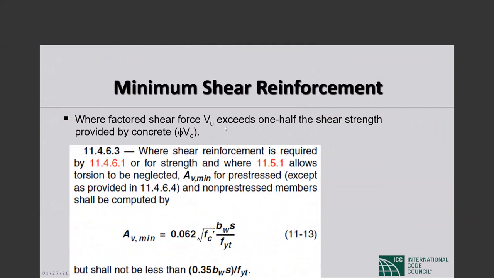This is true when Vu exceeds half of the shear strength, phi Vc, typical for reinforced concrete as well. So this is the Av minimum for prestressed concrete. Simple equation, but not less than this value here. I'm just going to breeze through here because you can always fall back upon these numbers. I've shown the example where these are applied. This is ACI chapter 11, which deals with both shear and torsion.